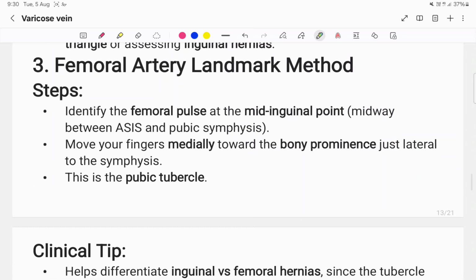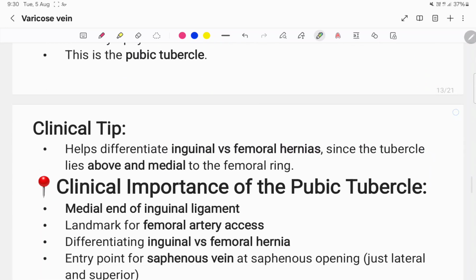Femoral artery landmark method. Identify the femoral pulse at the mid-inguinal point. We have already discussed it is midway between the anterior superior iliac spine and the pubic symphysis. Next, move your fingers medially towards the bony prominence just lateral to the symphysis. This is the pubic tubercle.